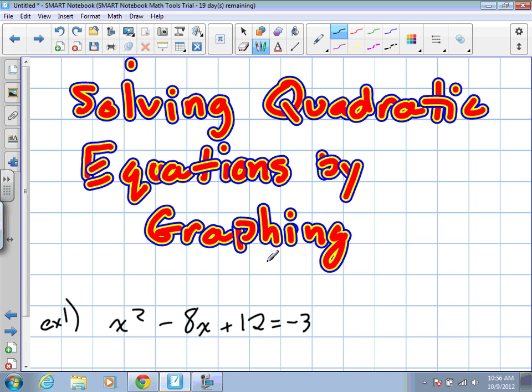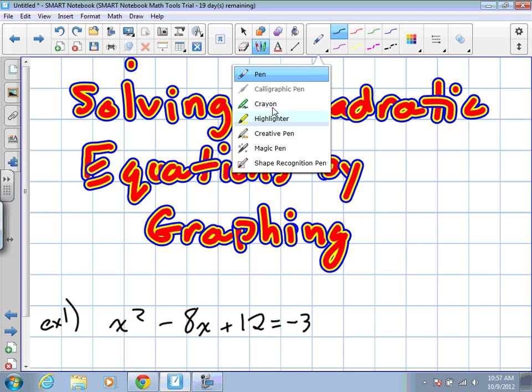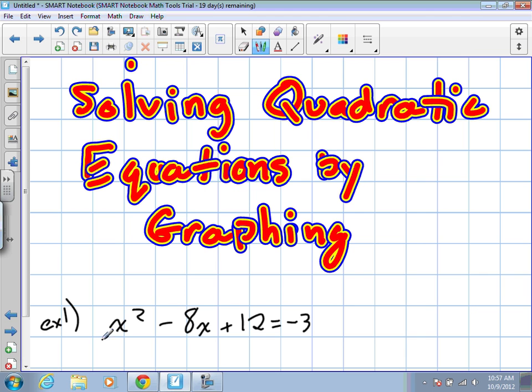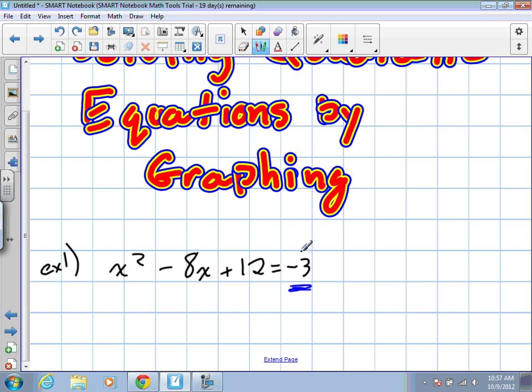Solving quadratic equations by graphing. Okay, we essentially did this last class. We have our expression all written out here. When we go to graph these things, we essentially want to set the equation equal to 0. So this is similar to standard form, except we have a constant of 3 on one side. So in order to graph this, we're going to move the negative 3 over to the other side of the equation.